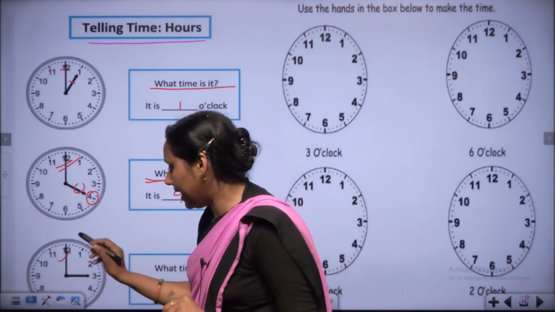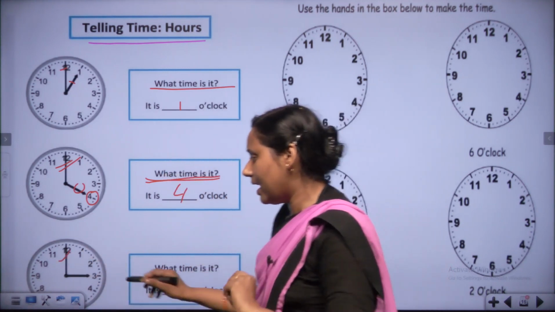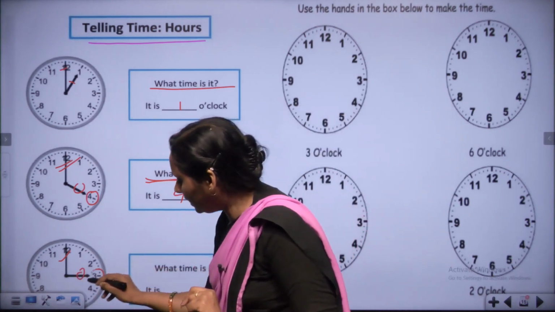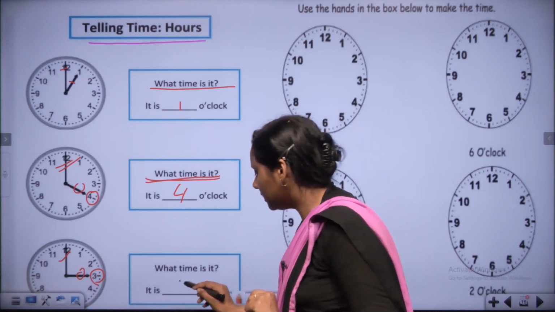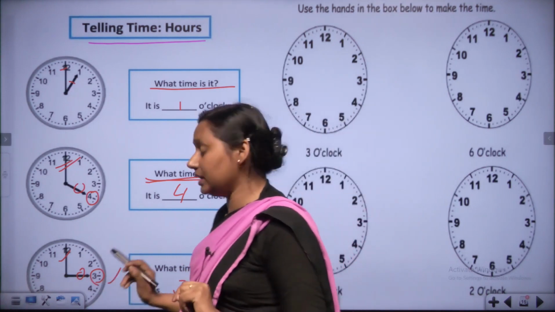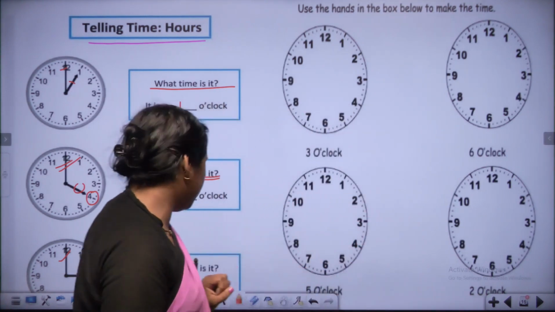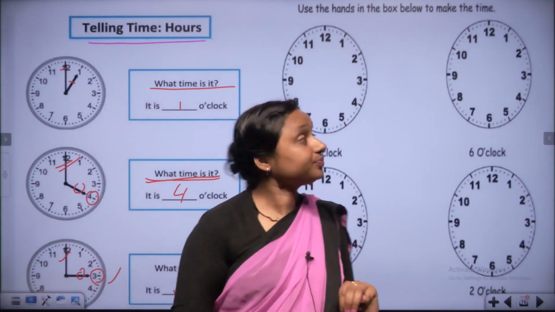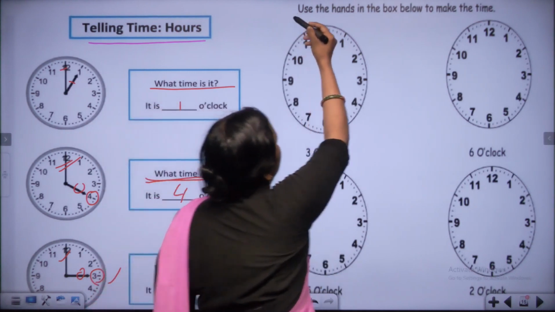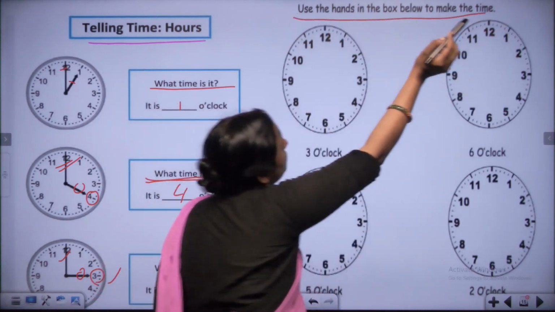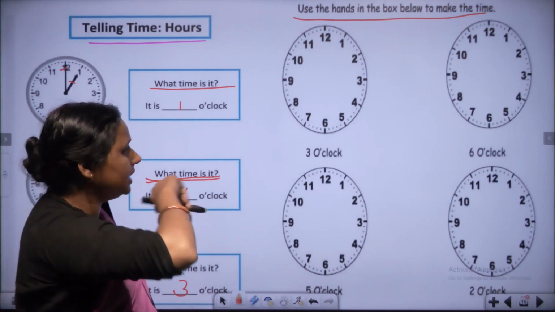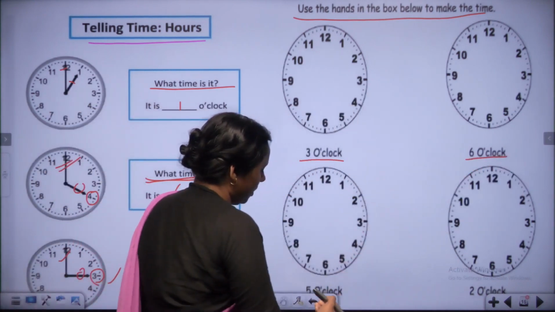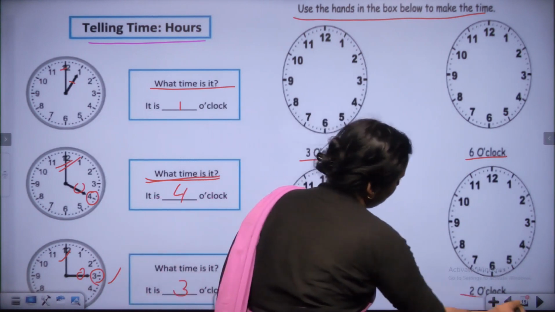When the longer hand in 12 means o'clock and hour hand घंटा वाला हाथ किसमें है? Yes, 3. It is 3 o'clock. कितना बजे है बच्चे? 3 बजे हैं. Okay. Yes. Now use the hand in the box below to make the time. Okay. Here time is written 3 o'clock, 6 o'clock, 5 o'clock and 2 o'clock.